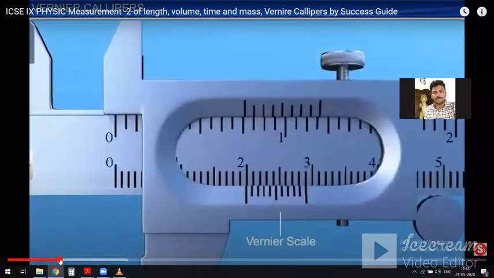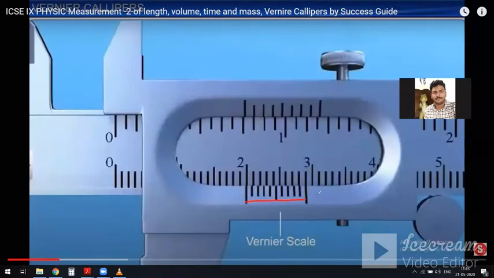This vernier scale we have never observed, and what they are trying to say is the total number of divisions made on the vernier scale is 10. You can count it. See, this is 1, 2, 3, 4, 5, 6, 7, 8, 9, 10. The total divisions on the vernier scale, you can count it here.